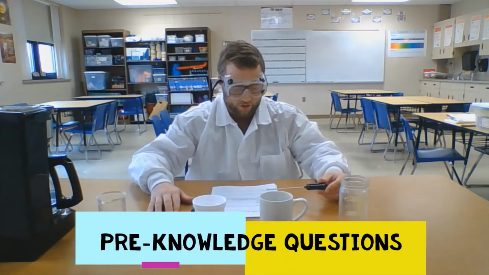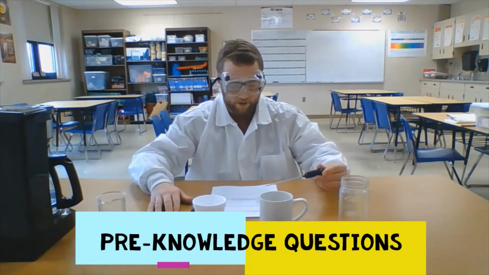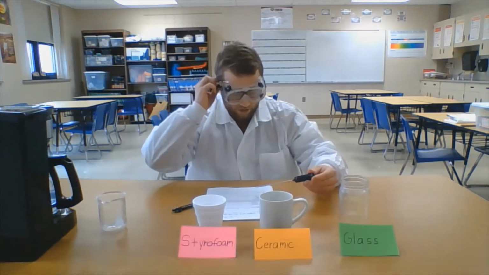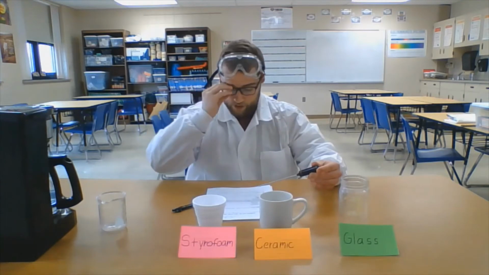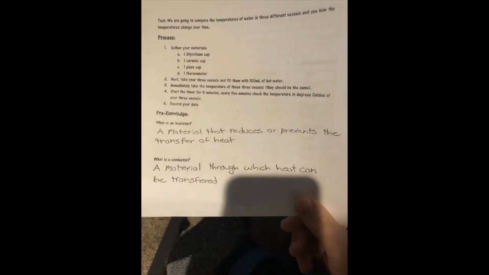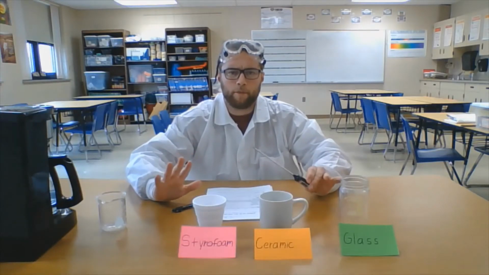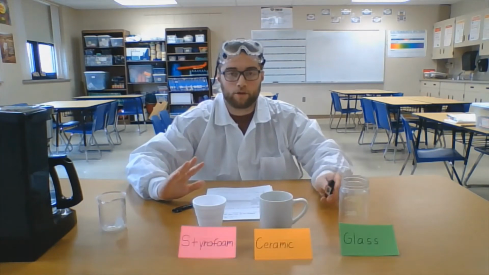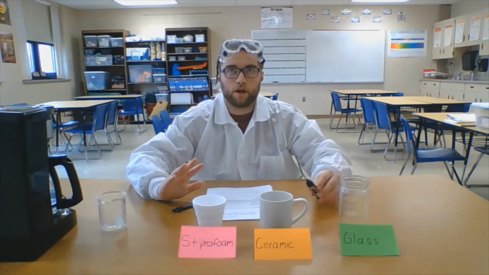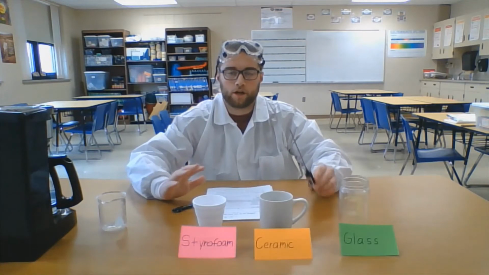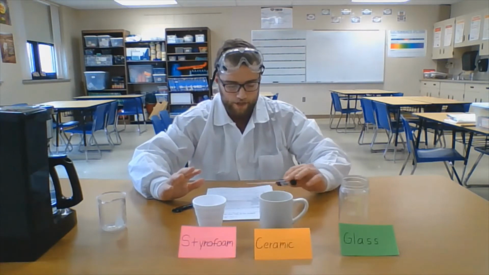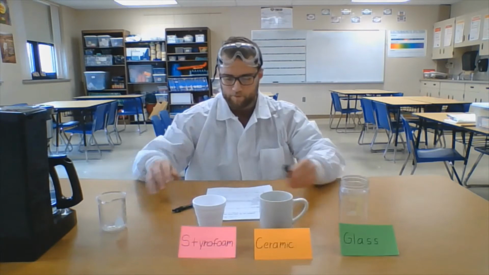And the pre-knowledge questions. What is an insulator? An insulator is a material that reduces or prevents the transfer of heat. A conductor is a material through which heat can be transferred. That should ring a bit of a bell way back at the beginning of the year when we talked about the physical traits of matter. One of them was their conductivity, and that's what this is talking about here.